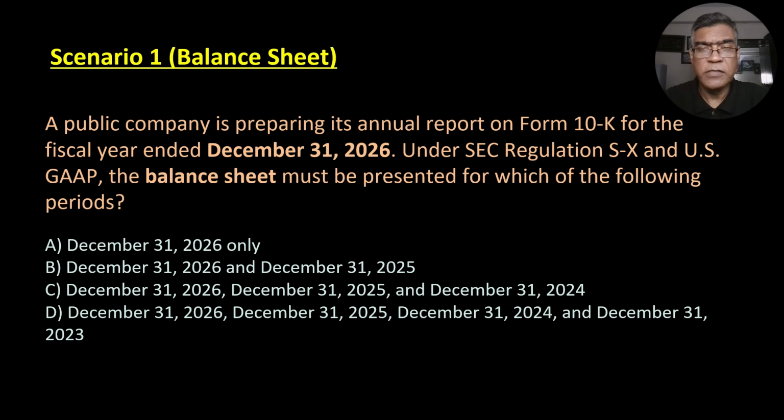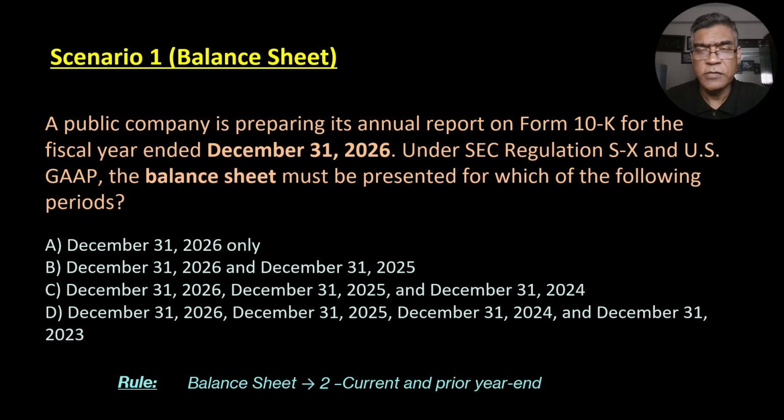So in case of the balance sheet, what is the rule? Rule for balance sheet: 2 years, current and prior year end. So current year means December 31st, 2026. Prior year means December 31st, 2025. So the answer is B. Right?